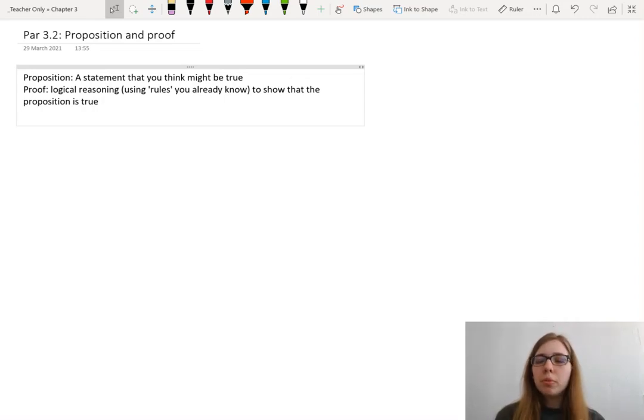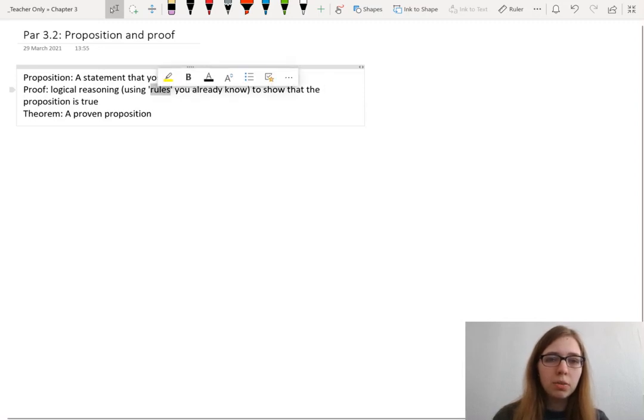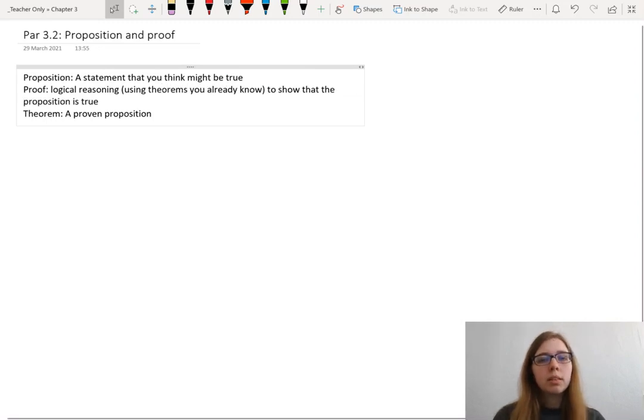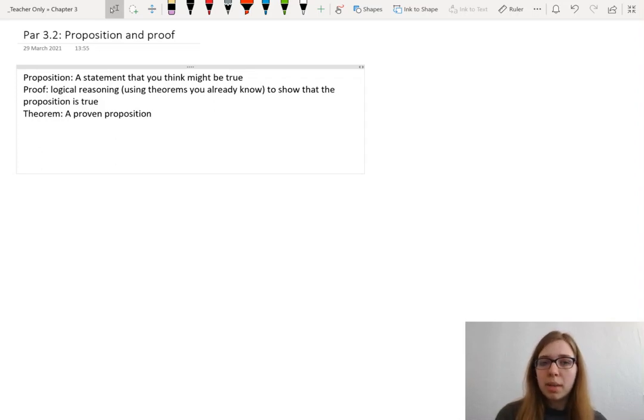So we combine the rules we know, the rules that we've already learned about, and we see if we can use those rules to also get to our proposition. And once we have proven our proposition, we get to call it a theorem. So those rules we already know are actually theorems we already know. This is a very core concept in mathematics. Basically, all of mathematics is built up that way.